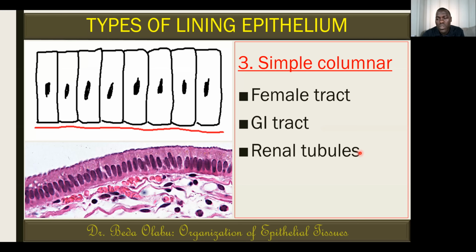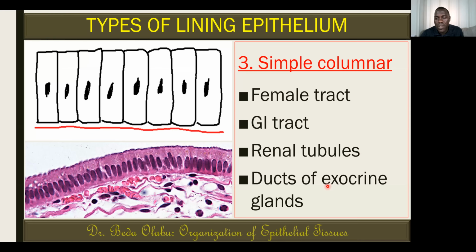Renal tubules also have simple columnar epithelium. I know we'd mentioned that renal tubules have simple cuboidal, and that is still true. There are some parts of the nephron that have simple columnar epithelium, and some parts of the nephron that have simple cuboidal epithelium. So they all apply.